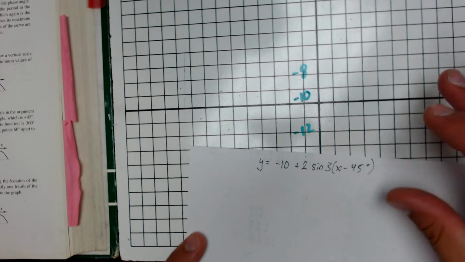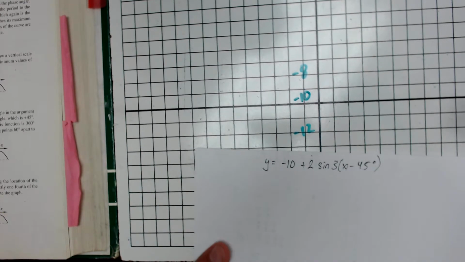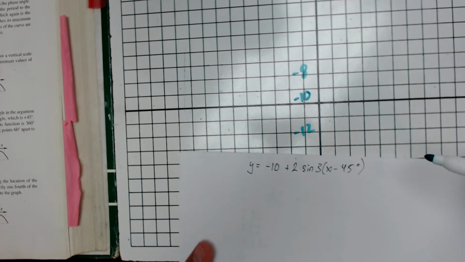Just don't get confused. Okay, so now that I've got those numbers marked in, then I've got to do sine of 3 times (x minus 45). Okay, well, first let's start with, what should I start with? Should I start with the 3 or the minus 45? Yeah, let's start with the minus 45, okay?